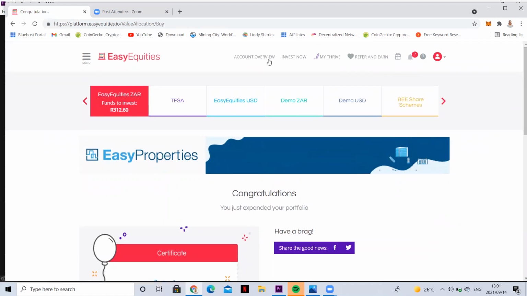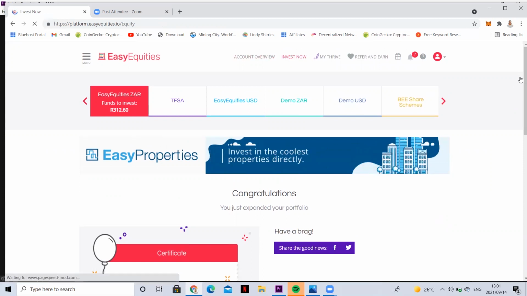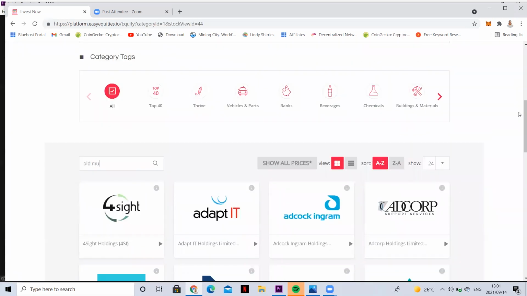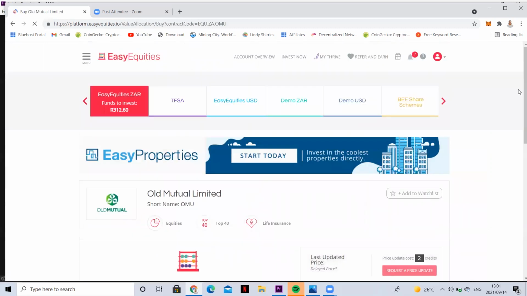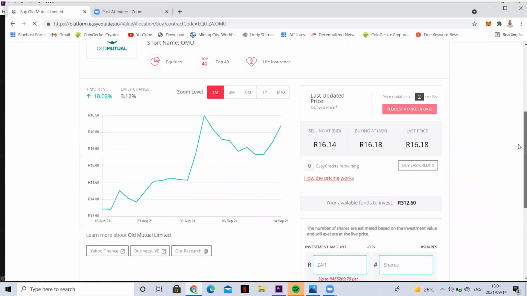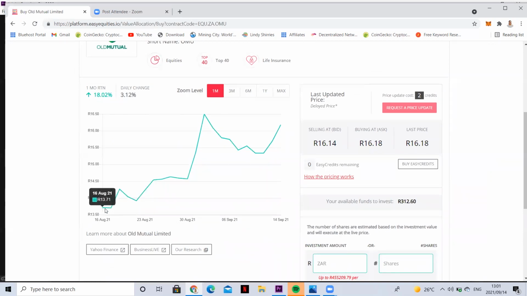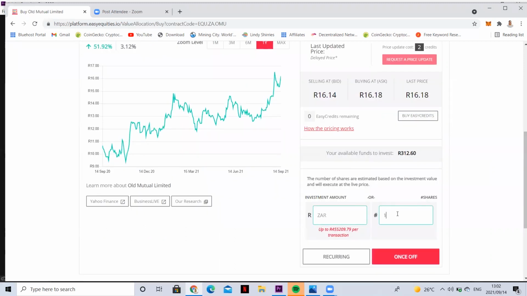That's Old Mutual. I'll click invest now. There's Old Mutual. Can you see that it is growing? It was around 13 Rand, but now it's 16 Rand. Do you imagine if you own 100 and then the value goes up? So now I'll just buy 1 as well.